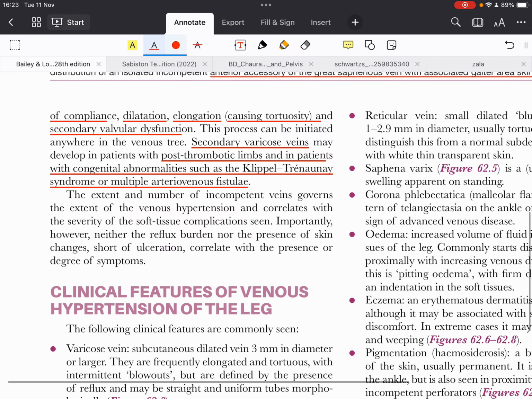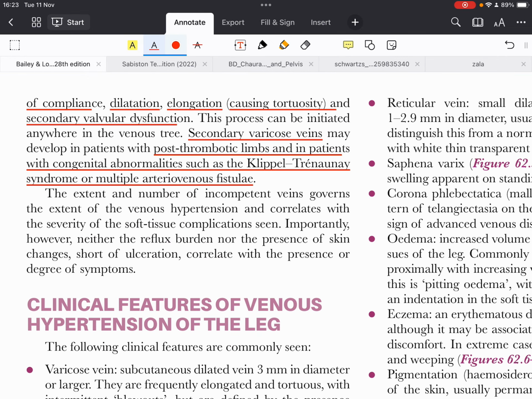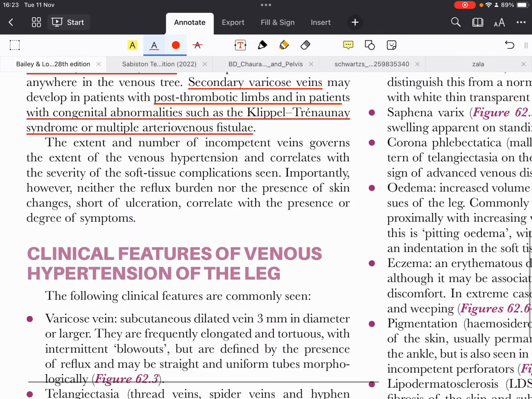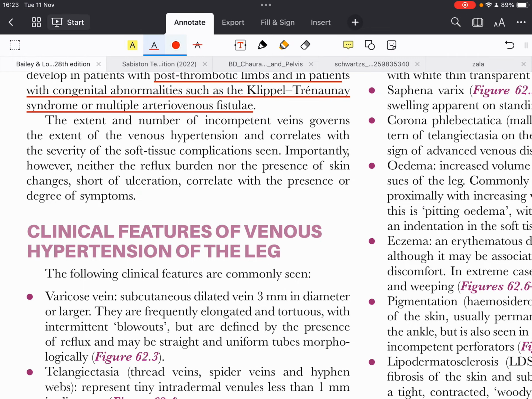The extent and number of incompetent veins governs the extent of venous hypertension and correlates with the severity of soft tissue complications. Importantly, however, neither the reflux burden nor the presence of skin changes short of ulceration correlates with the presence or degree of symptoms.